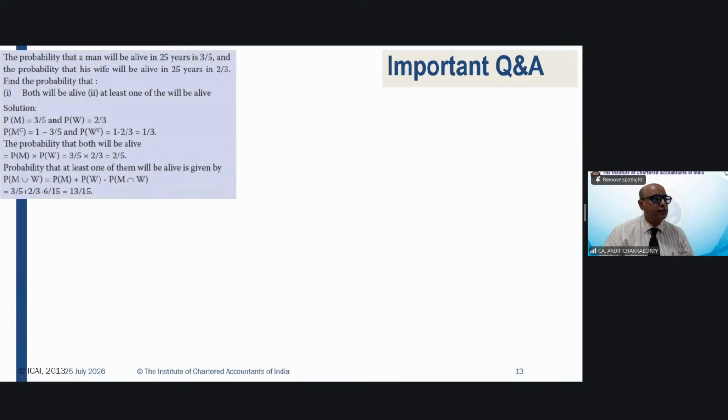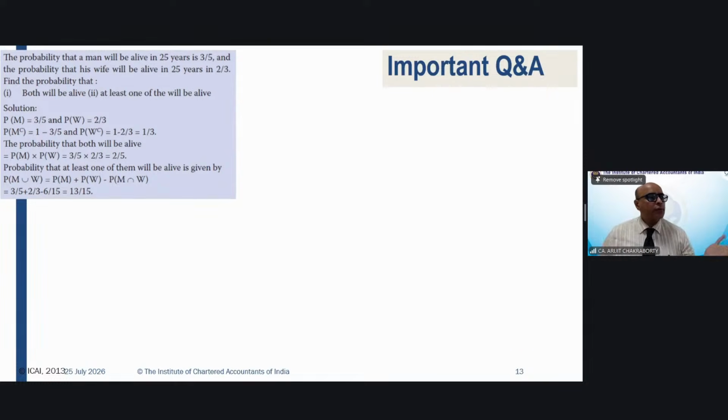First one, let us take is the probability that a man will be alive in 25 years is 3 by 5, and the probability that his wife will be alive is 2 by 3. The question says, what is the probability that both will be alive? And second question, at least one of the two will be alive.